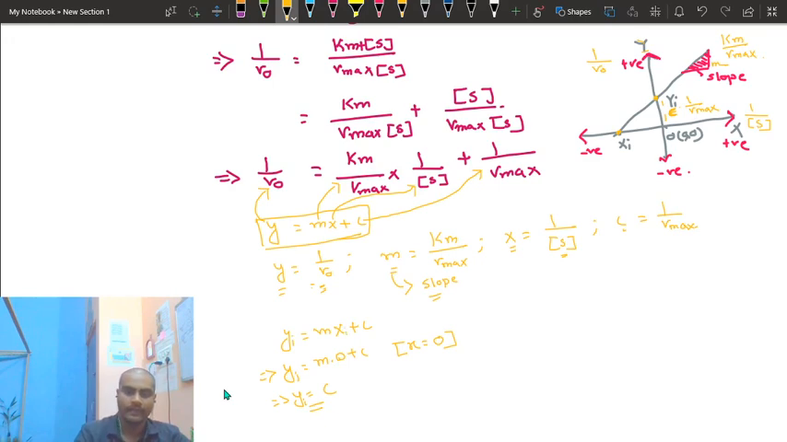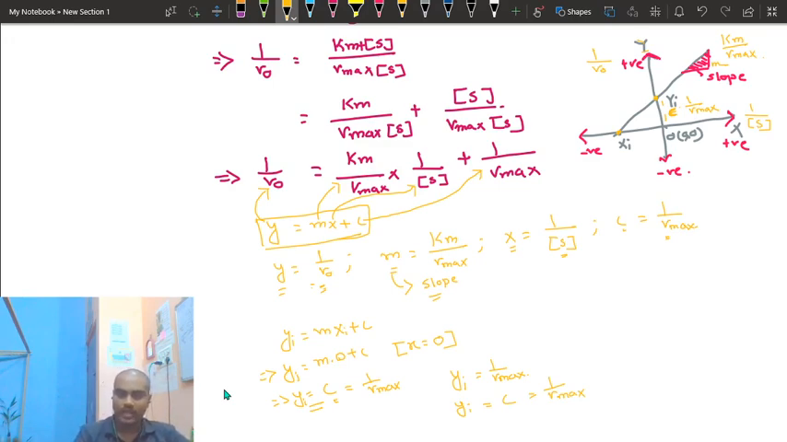Okay. Now we already know what the value of c will be. The value of c will be 1 by vmax. That means you can say that the value of the y-axis intercept is 1 by vmax. Or we can also say that the value of the y-axis intercept will be the value of c, that is also 1 by vmax. So everything is clear? Okay.